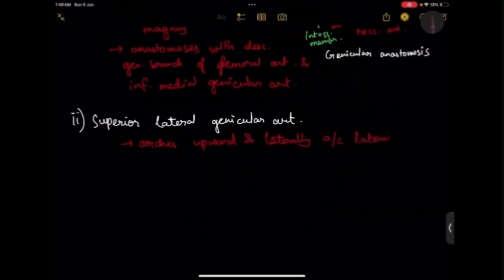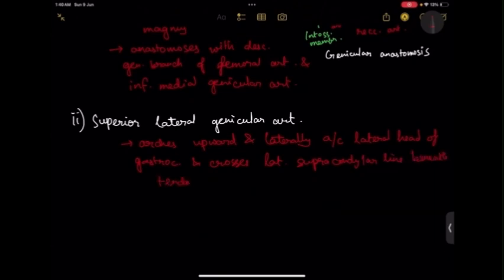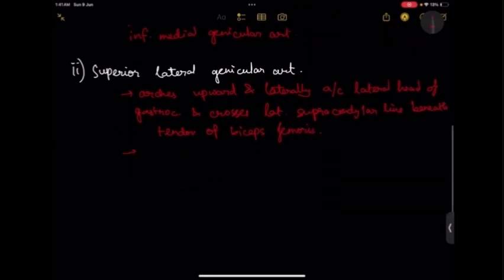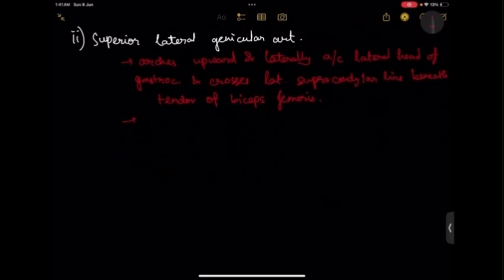Across the lateral head of gastrocnemius and crosses the lateral supracondylar line between the tendon of biceps femoris. I remember once I had written the note and I had tested in biceps. You should not leave the name of any muscle incomplete. Then anastomosis with the descending branch of the lateral circumflex femoral artery. You should write the complete name. Writing just short forms is a very bad signal to the examiner.